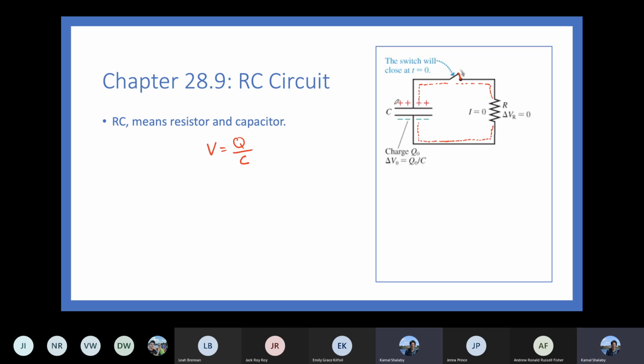Okay, so the voltage of a capacitor is the total charge in it divided by the capacitance of the capacitor. But a capacitor has only a specific amount of charge. Let's just call it Q naught, or as it says here. The voltage of the capacitor is Q over C.